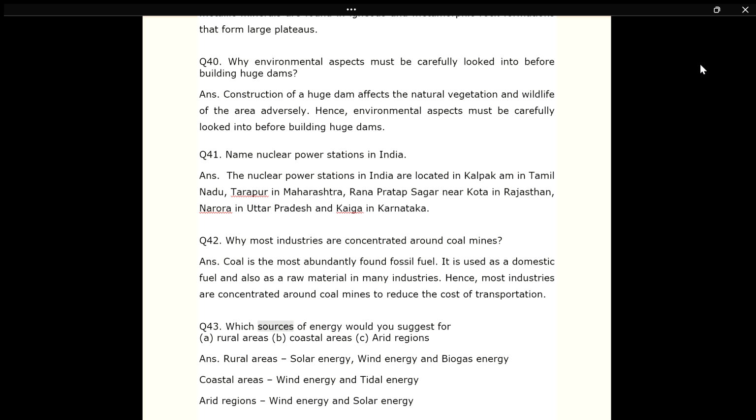Q43. Which sources of energy would you suggest for A. Rural areas, B. Coastal areas, C. Arid regions? Ans. Rural areas: solar energy, wind energy and biogas energy. Coastal areas: wind energy and tidal energy. Arid regions: wind energy and solar energy.